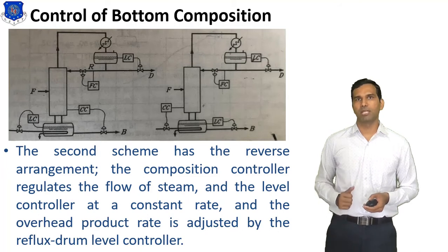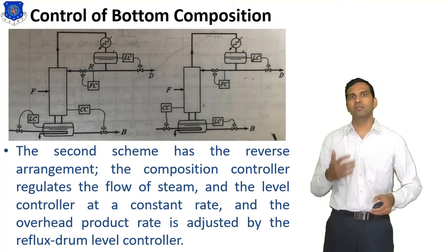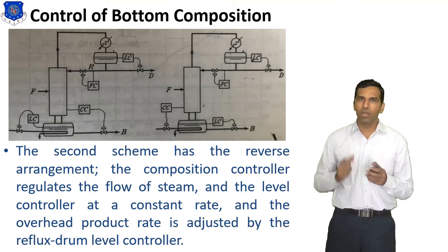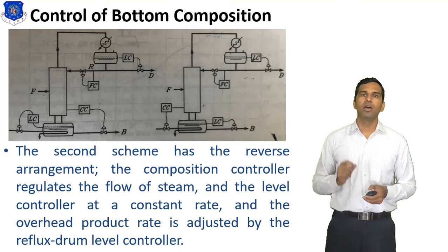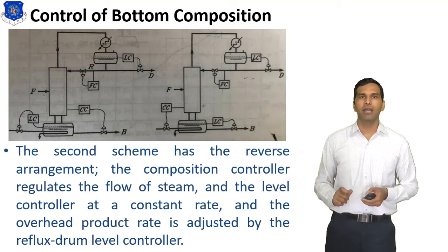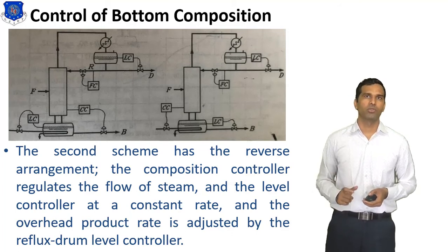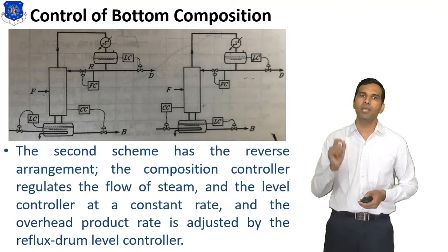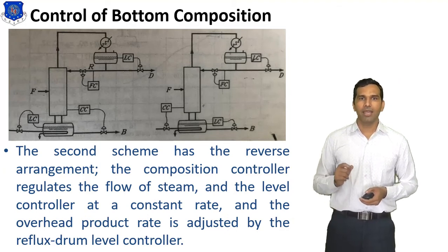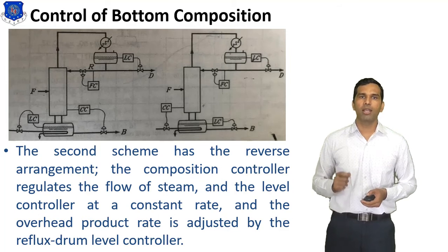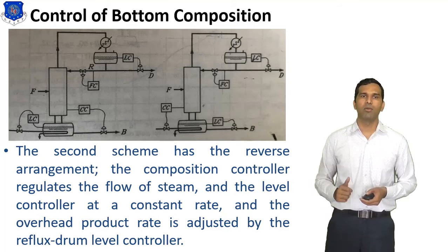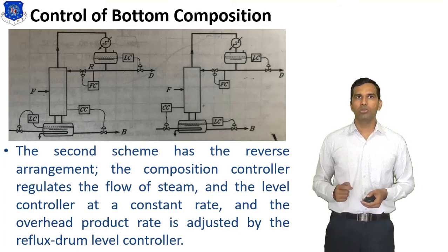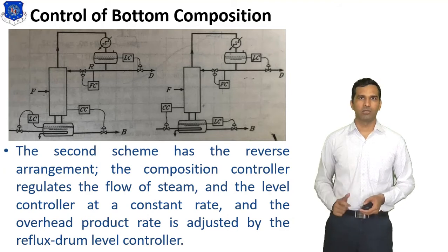Now we discuss the second scheme. The second scheme has the reverse arrangement. The composition controller regulates the flow of steam and the level controller regulates the bottom flow at a constant rate, and the overhead product rate is adjusted by the reflux drum level controller. So here, this is the second scheme, and the approach is reverse. So these are the two schemes for the control of the bottom composition.